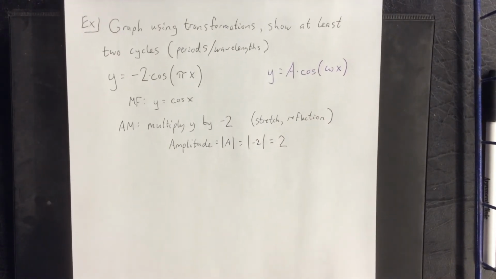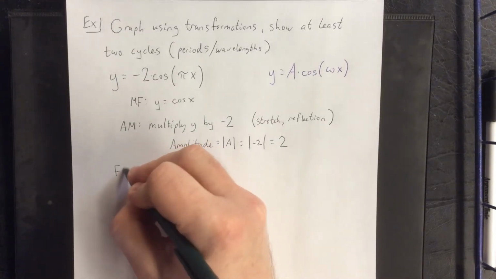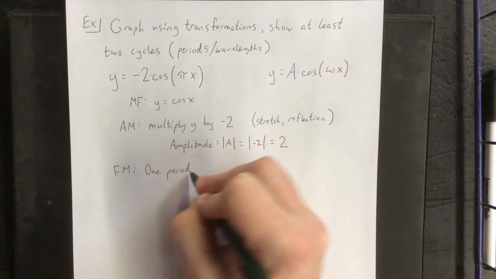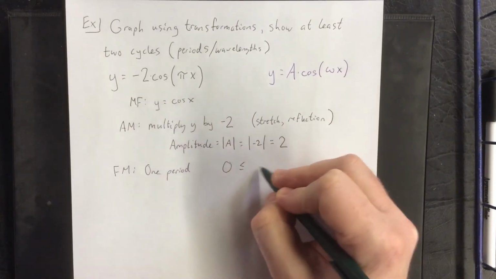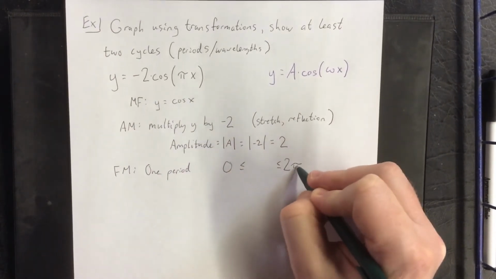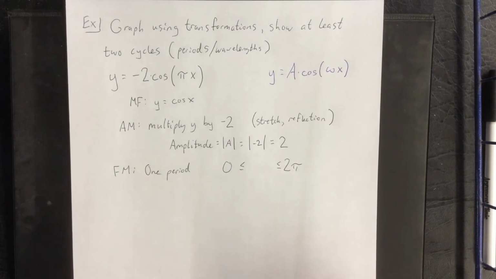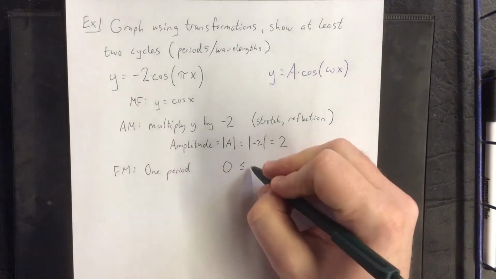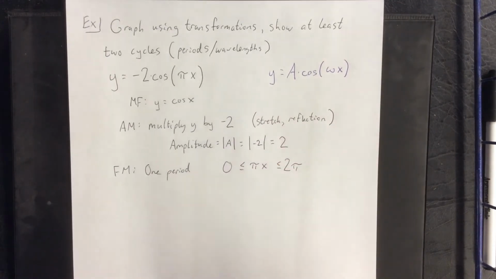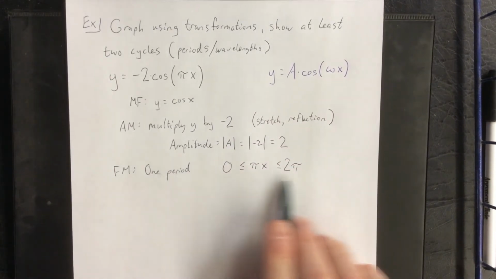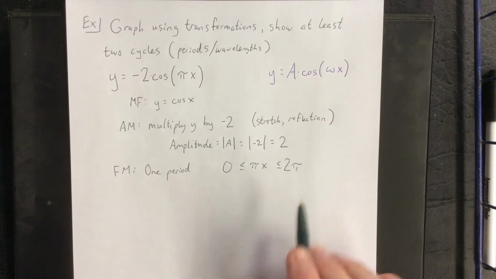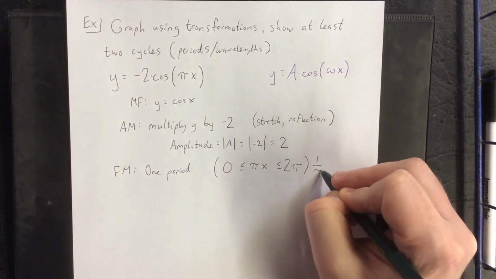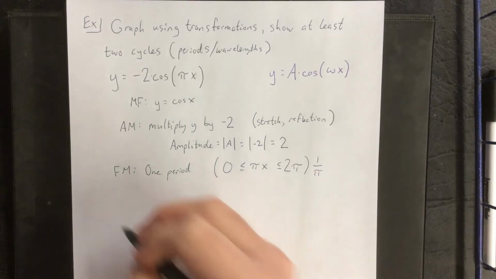As far as the frequency modulation is concerned, what we'll do is we'll say that one period goes from 0 to 2 pi, and the thing that goes in the middle is whatever our angle happens to be. The angle is always what you have inside the parentheses, so that would be pi x. Whatever you do to solve this for x, that will be your frequency modulation. What we're going to do is divide all three parts by pi.